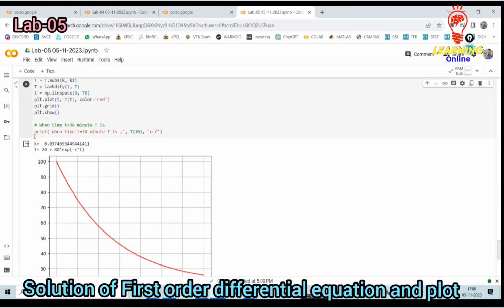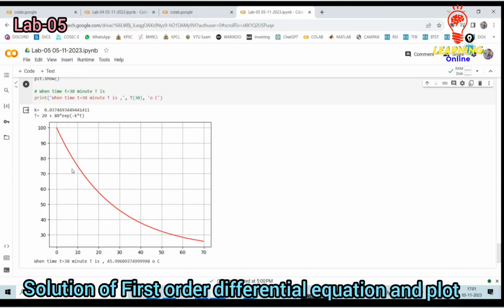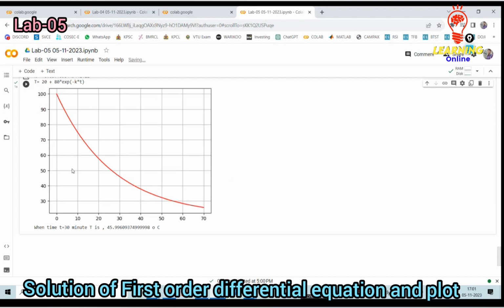Okay, what is the value of k? 0.037469. Okay, capital T is what? 20 plus 80 times the exponential of minus k into t. Then you will get this output graph.